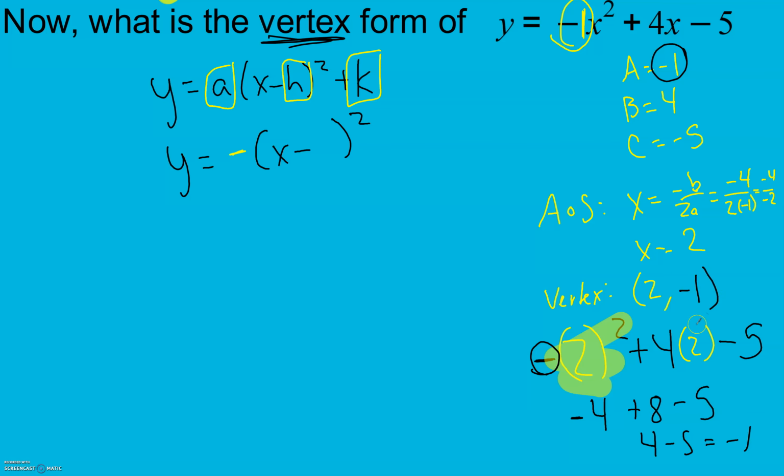So when I plug these in, x is 2, my h value here. Remember, this is h, k. y is negative 1. That's my k value, so negative 1. So y equals negative, you can put the 1 there if you want to, but you don't have to, x minus 2 squared minus 1. And that is our vertex form because we can pick out our vertex. It's also very helpful for translations as far as graphing.